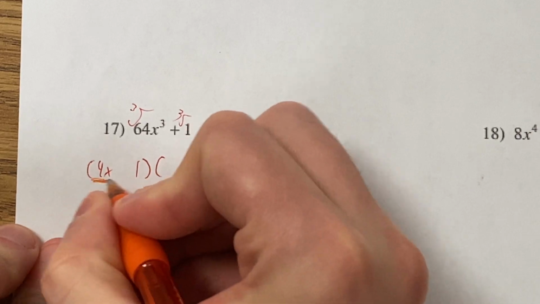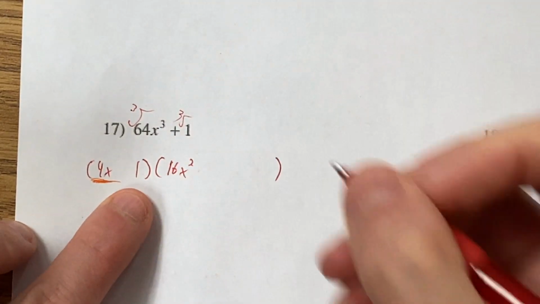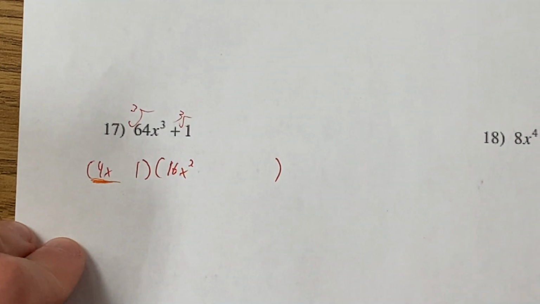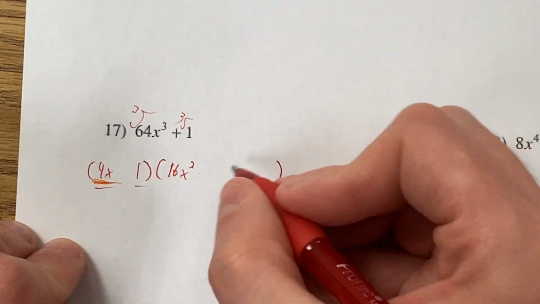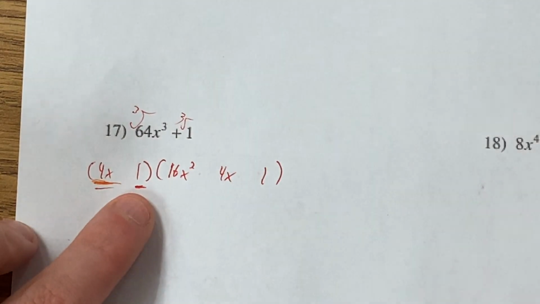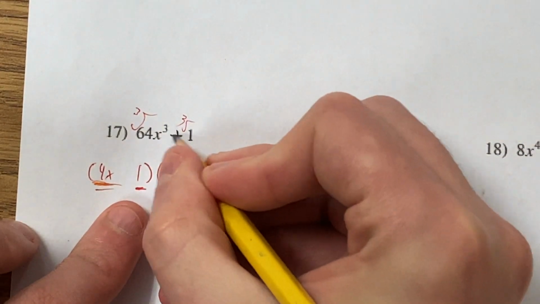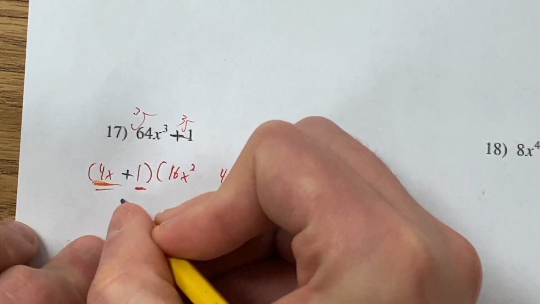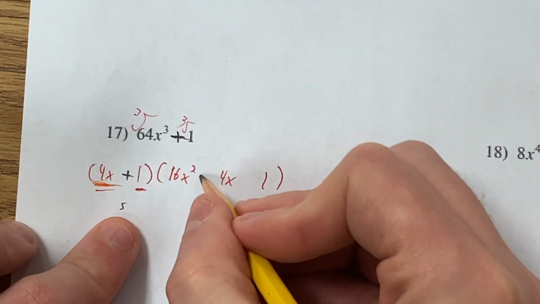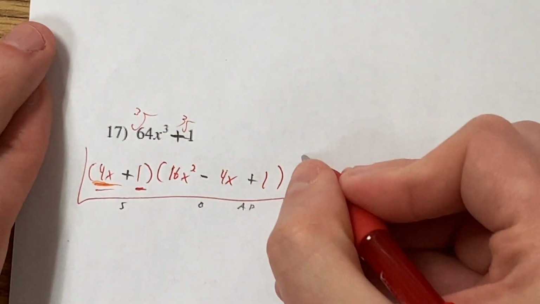If you square 4x, you would get 16x squared. If you multiply 4x and 1, you just get 4x. And then 1 squared is just 1. This is a plus, so this will be a plus. Same, opposite, always plus. So plus, minus, plus.